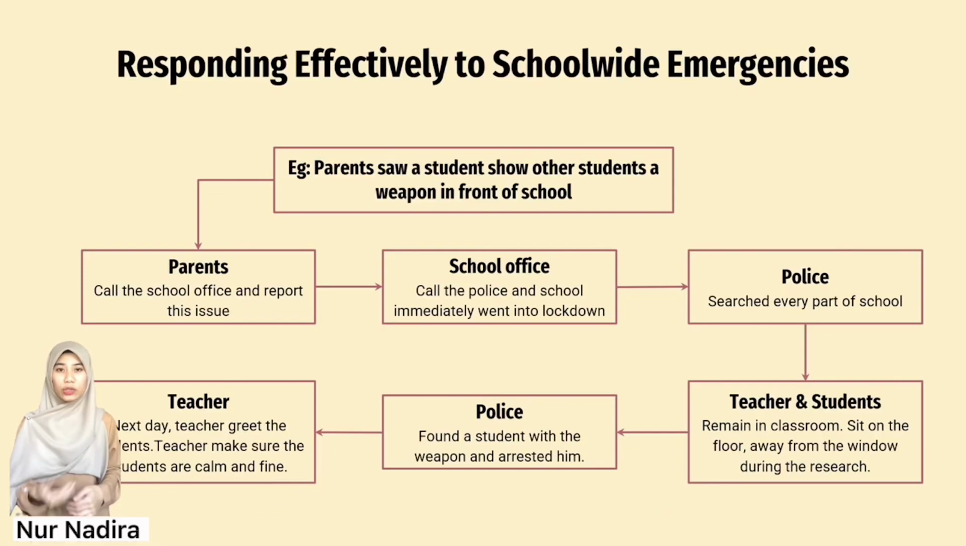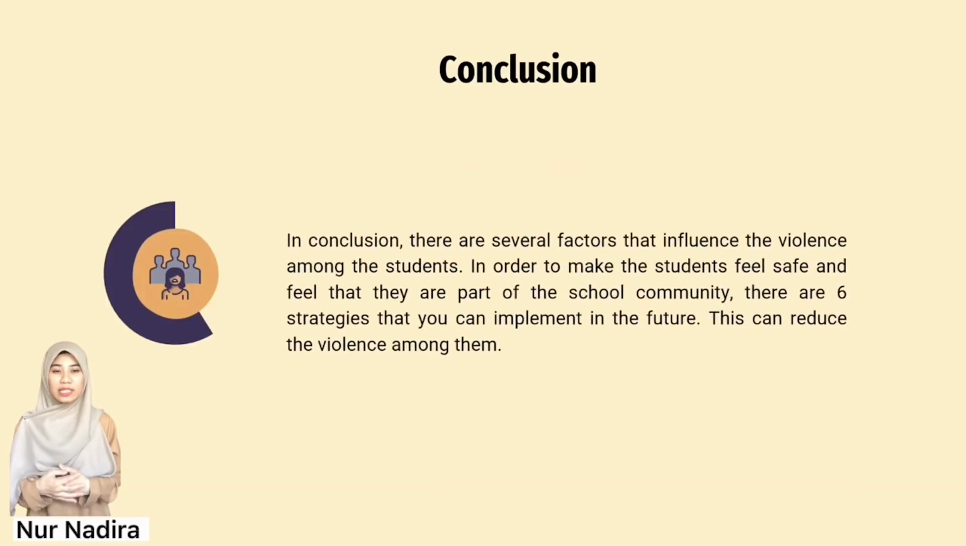As a result, the school management, teachers, parents, and law enforcement need to be familiar with the school emergency plan in order to direct the students calmly during an emergency. In conclusion, there are 4 factors that influence violence among students. In order to make the students feel safe and feel that they are part of the school community, there are 6 strategies that you can implement in the future. This can help to reduce the violence among the students.